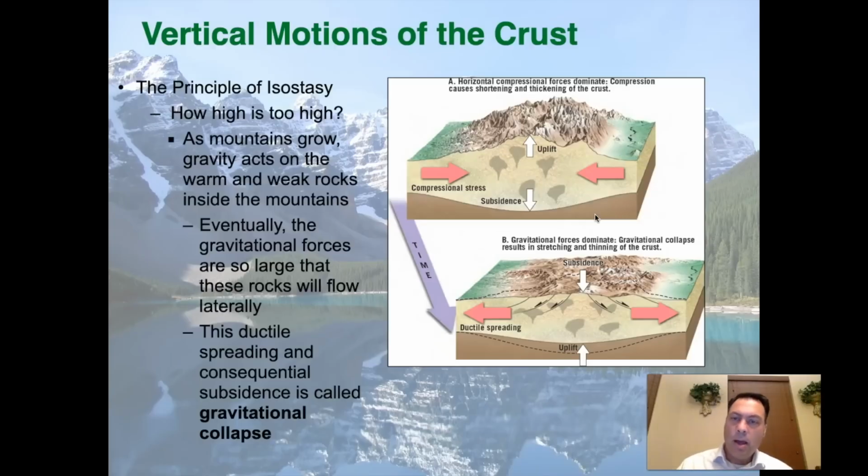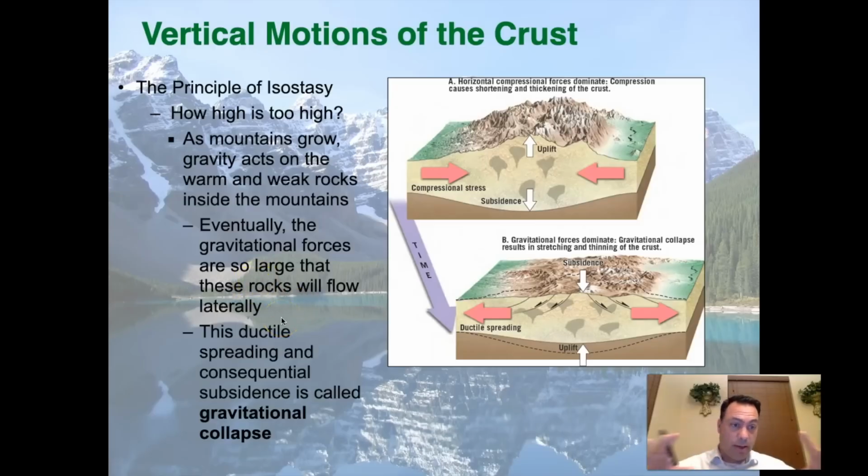Okay. There is a point, though, where effectively things can get too high. You can get mountains too large. So as mountains grow, gravity acts on the warm and weak rocks inside of the mountains. We usually think of them as these brittle, strong rocks all the way up, but they're not. Especially down at the roots, they could be metamorphic. They could be under very high pressures and very high temperatures, maybe not enough to melt them, but certainly enough to deform them ductilely.